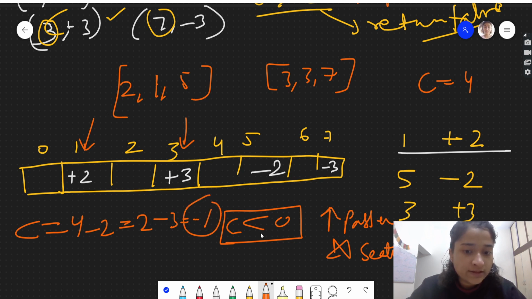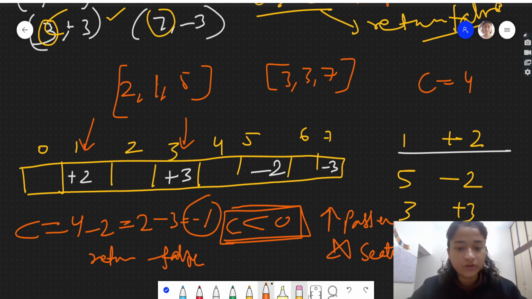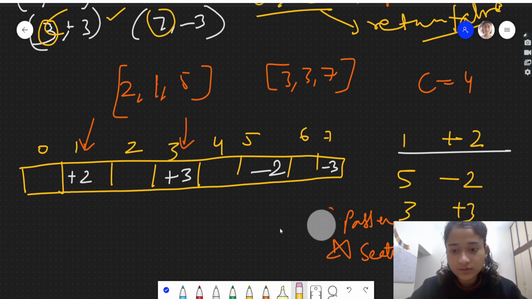Now minus 1 is less than 0, means we are adding more passengers, but the car does not have that much capacity. So when the capacity becomes less than 0, return false. Right? This was this test case. Like this we can do. Let's see for the other test case also.